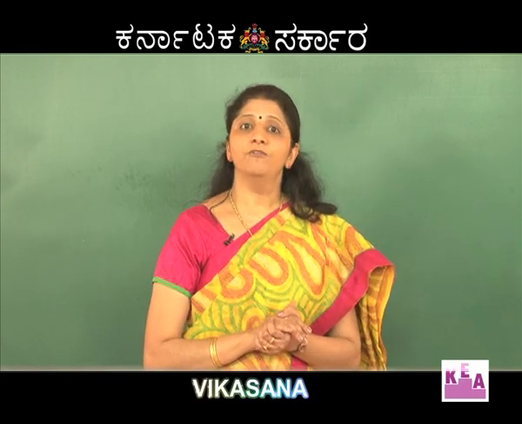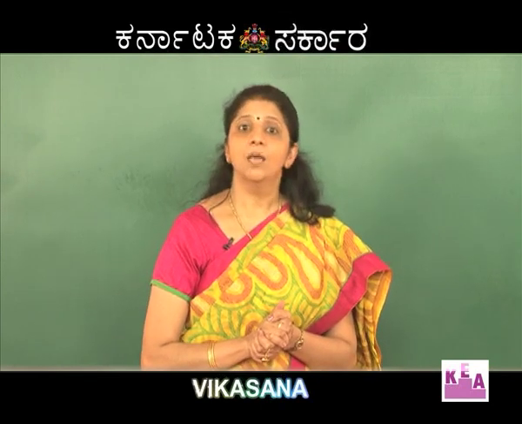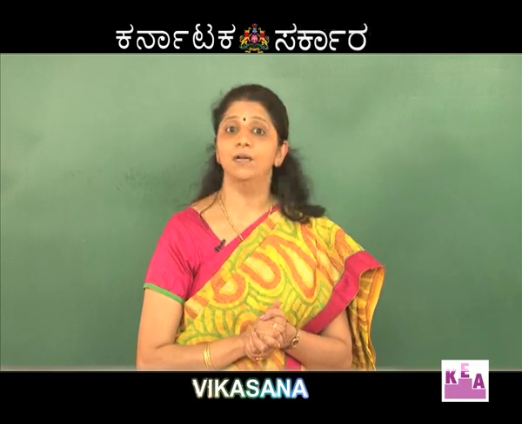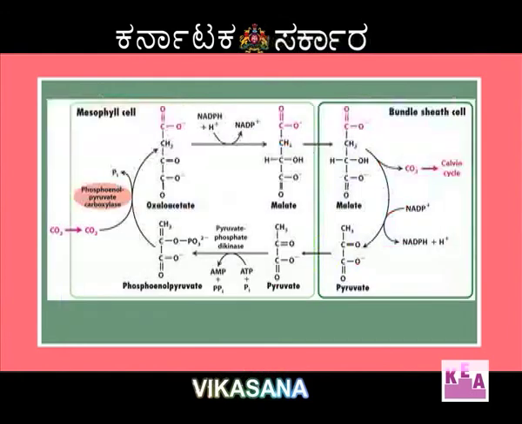The chloroplasts of mesophyll cells are normal chloroplasts, and the mesophyll cells possess the enzyme for the carbon dioxide fixation. And the bundle sheath cells possess granal chloroplasts, and bundle sheath cells actually possess the enzymes for carbon dioxide fixation by Calvin cycle. So, from this it is very clear that the initial carbon dioxide fixation is taking place in mesophyll cells, and then the second step, the carbon dioxide fixation by Calvin cycle, is taking place in bundle sheath cells.